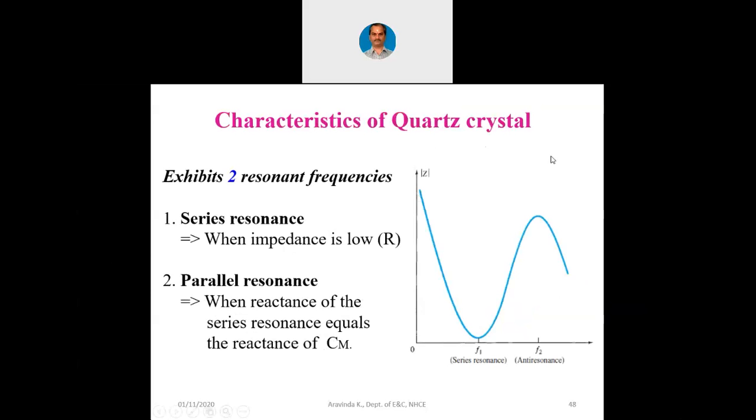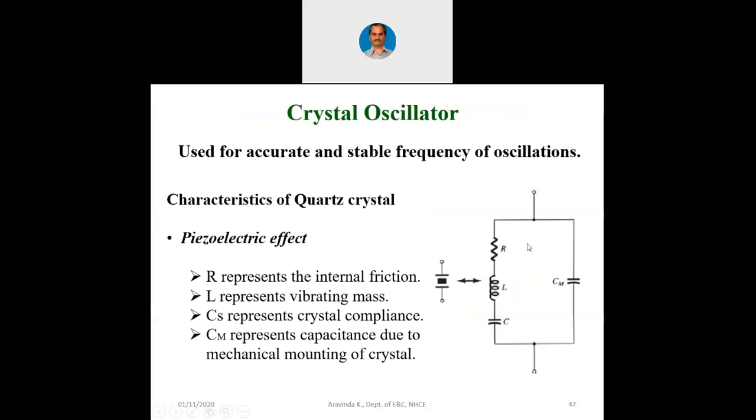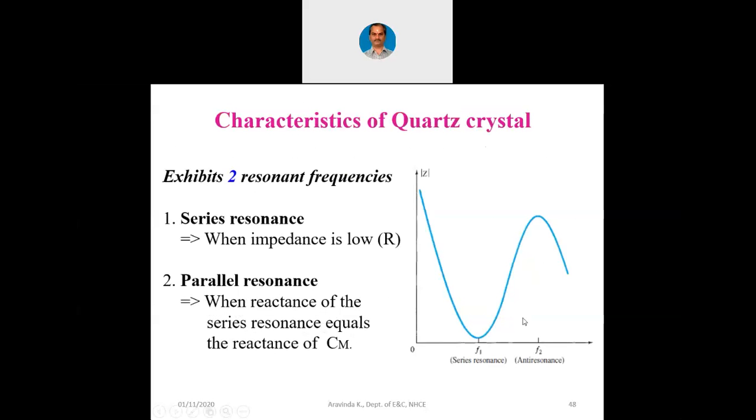So, characteristics of the quartz crystal, it exhibits two resonant frequencies. One is series resonance. When the impedance is low, then there is series resonance. But when the impedance is high, when the reactance of the series resonance equals the reactance of the Cm, or the mechanical mounting capacitance, then we have parallel resonance. If the impedance is very low, let us say this R is very low, when the R is very low, we will have L and C, then it is series resonance.